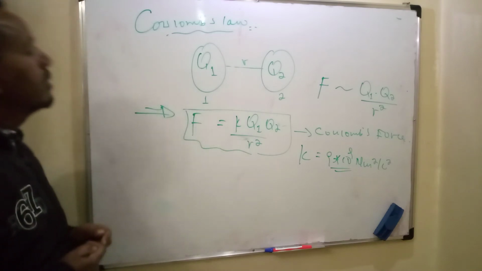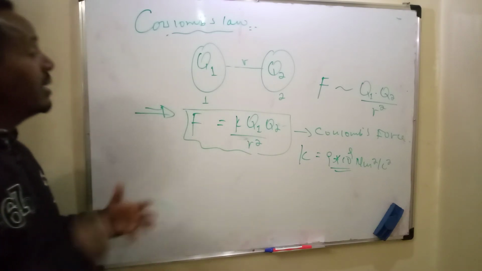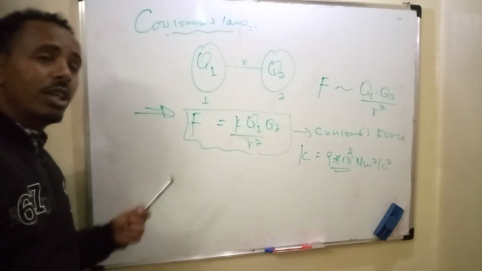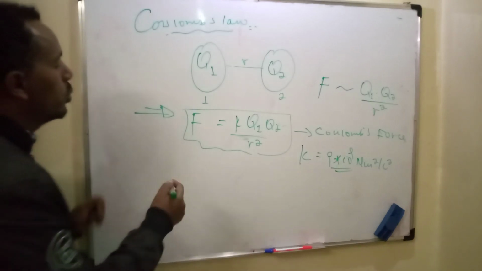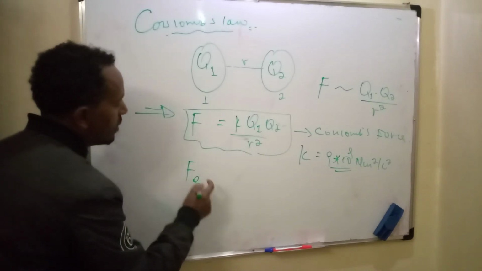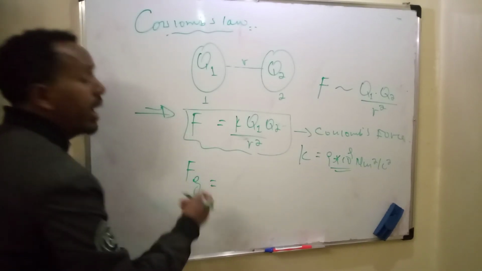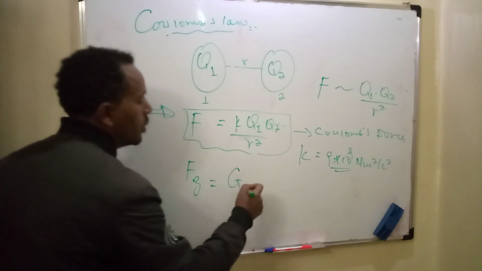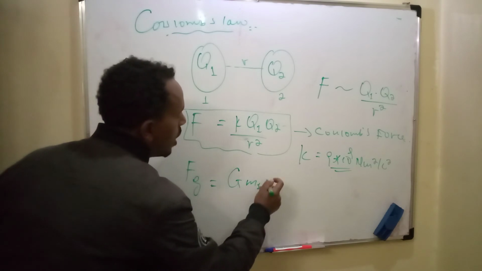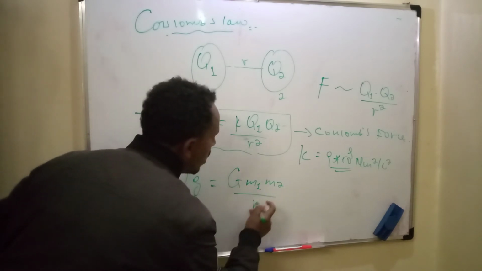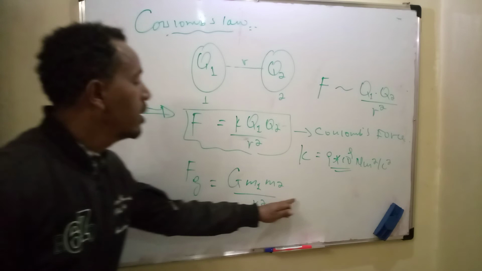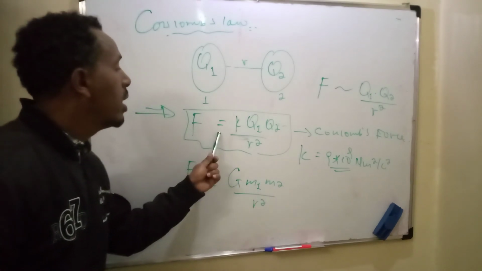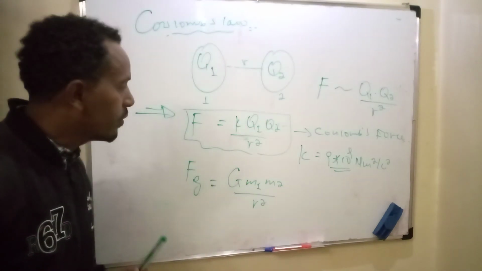Next point is comparing gravitational force and electrostatic force. Newton's gravitational force is mathematically expressed as F equals G, the universal gravitational constant, times mass 1 times mass 2 over R squared. This is Newton's gravitational force. This is Coulomb's electrostatic force.